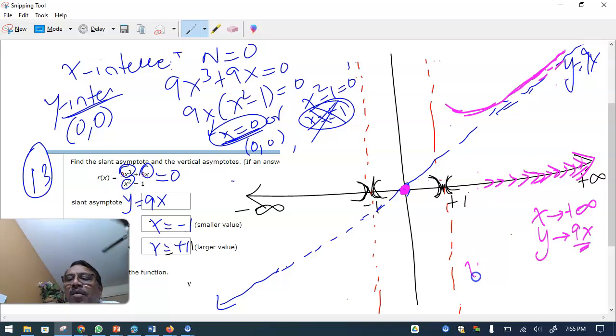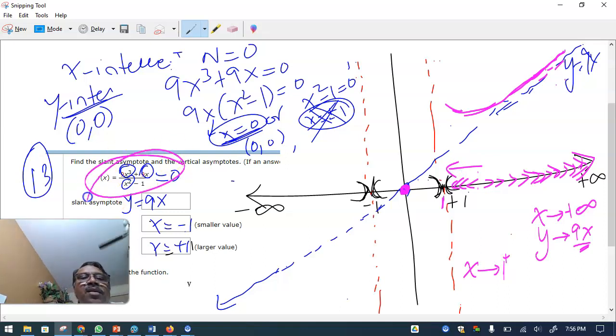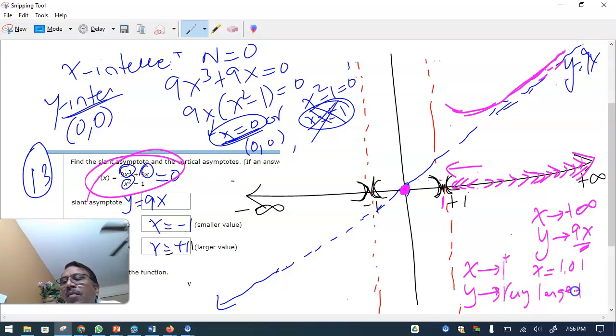as x approaches, let's say, x approaches 1. This is 1, right? And from the positive side, from the right, you're going towards 1, and you will see the y value of this function. You can put it in the calculator and see. Put maybe 1.01, and you will see it becomes a very, very large positive value.